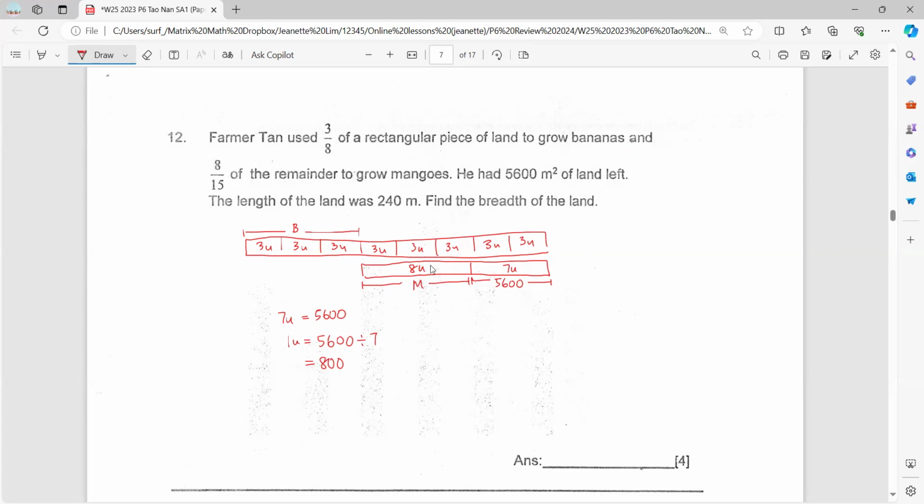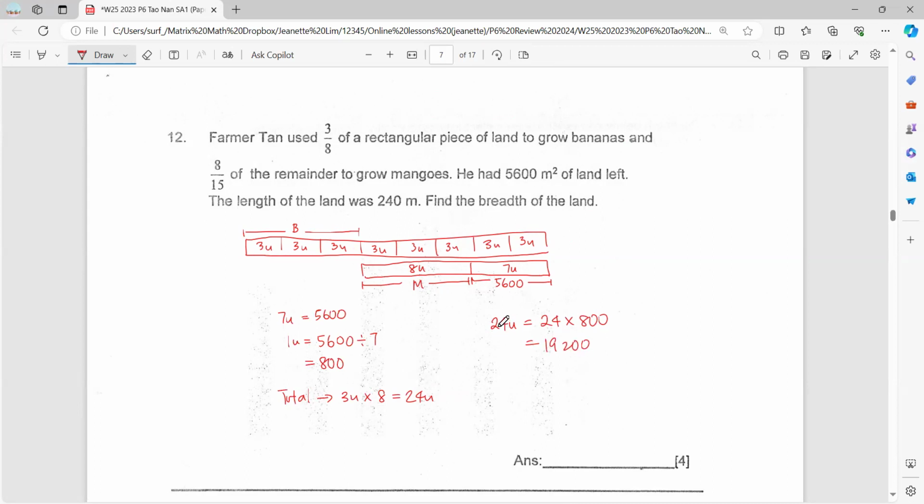of the land. So the total number of units will be 3u times 8. Okay, because we have 8 boxes here, 8 boxes of 3 units, that's a total of 24 units. So the total length, sorry, area is 24 units, which is 24 times 800. 19200. This is not the end yet because we are finding the breadth of the land.